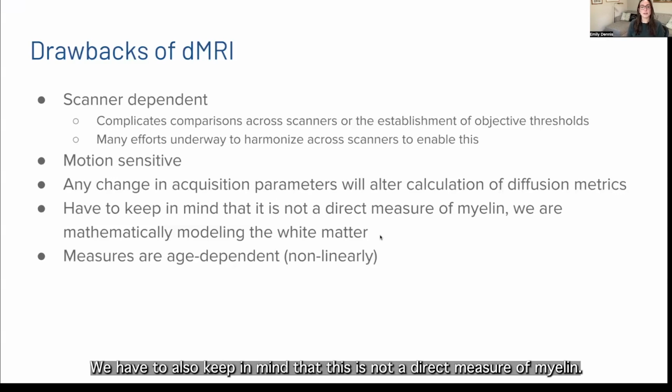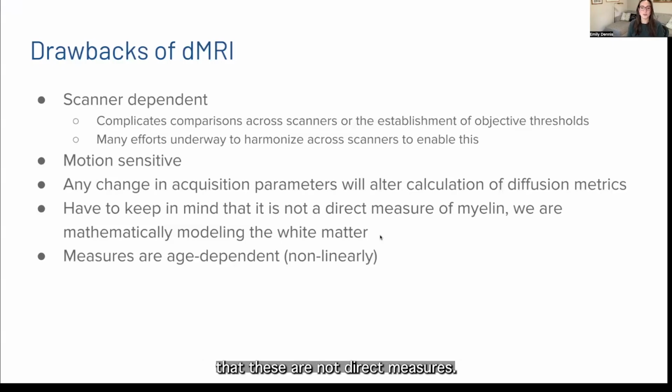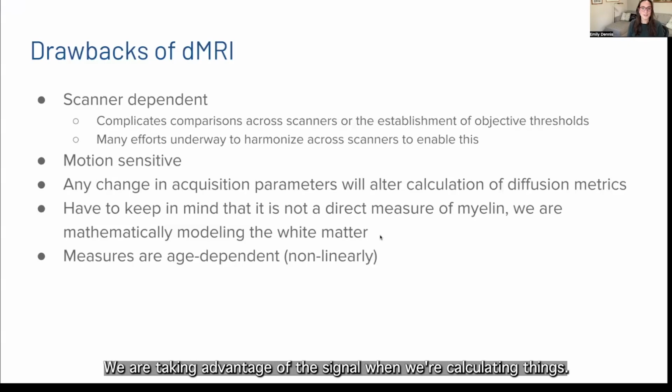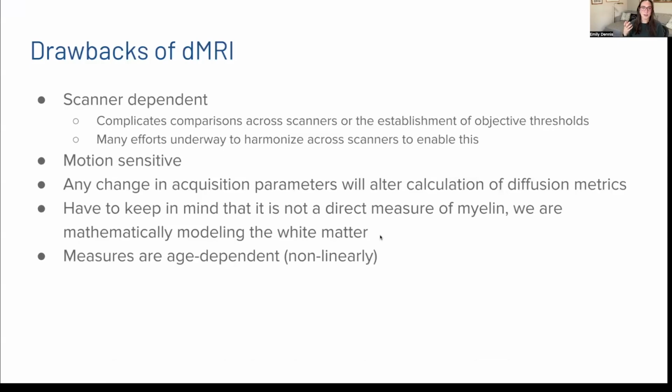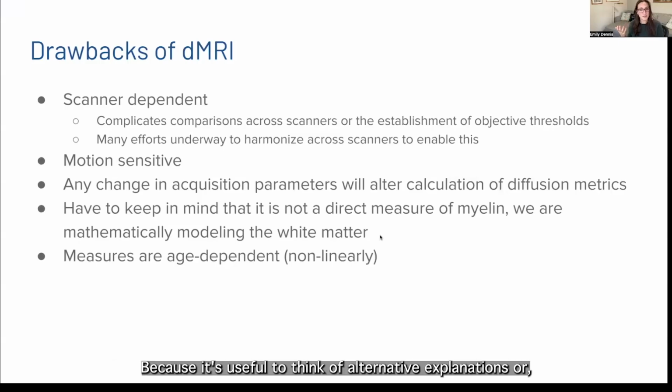We have to also keep in mind that this is not a direct measure of myelin. We are mathematically modeling the white matter. This is the case in a lot of MR imaging, that these are not direct measures. We are taking advantage of the signal and we're calculating things. And in many cases, they are very good approximations, but we just need to keep that in the back of our mind at all times, because it's useful to think of alternative explanations, or to think about what neuropathology you think is going on and how might that affect these measurements.